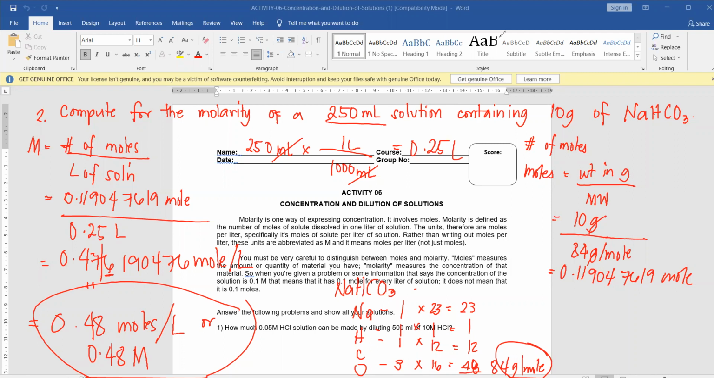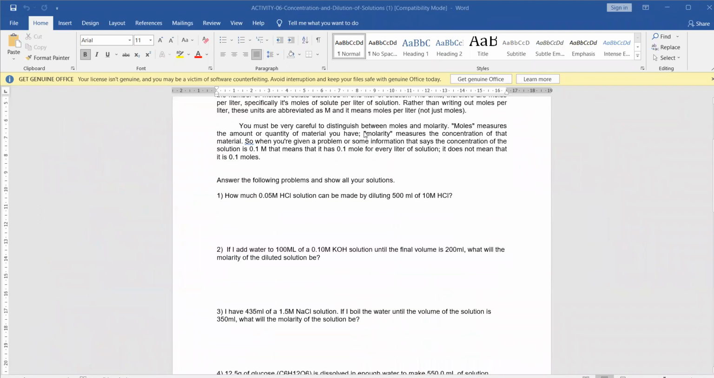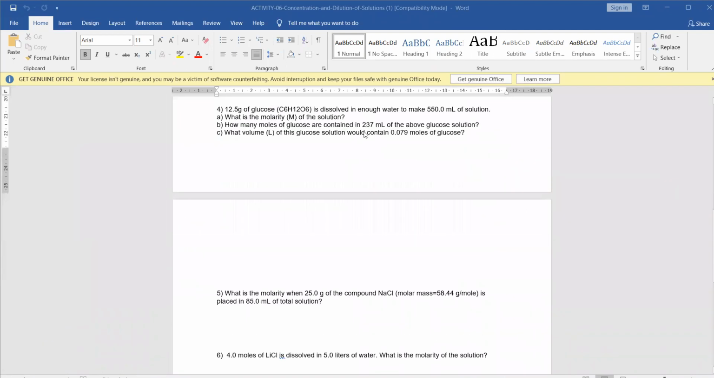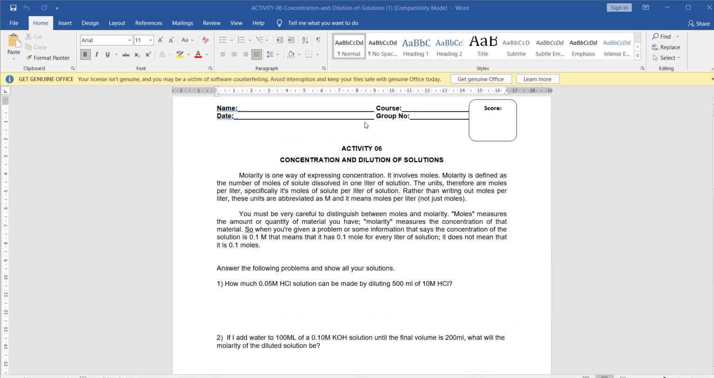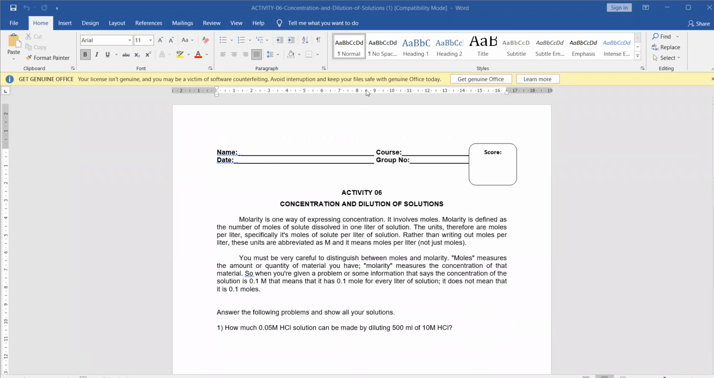So please apply this process if you start answering the activity. Meron diyang mga questions about molarity. Okay, this is just eight problems. The deadline for this will be next week pa. However, may mga problem dyan involving dilution. Ayan. Let's talk about dilution naman.